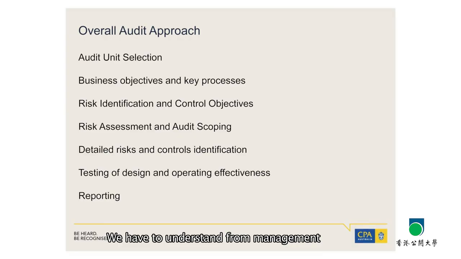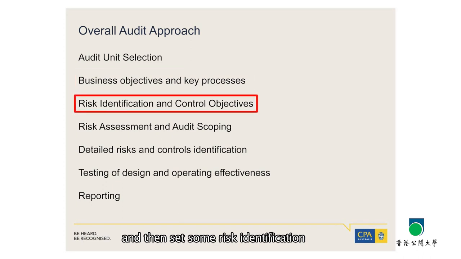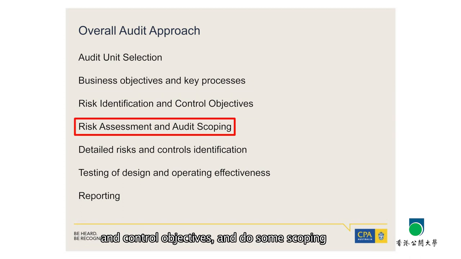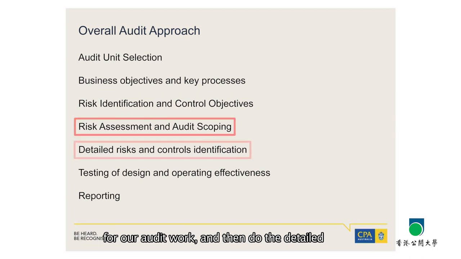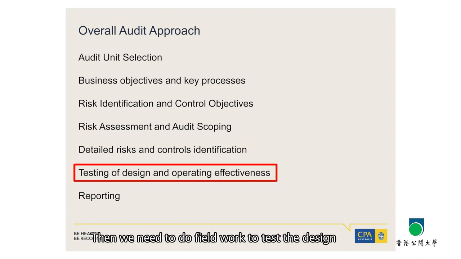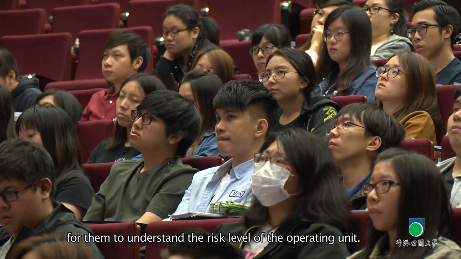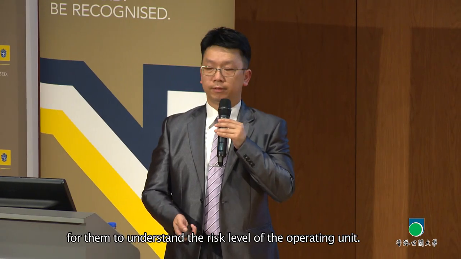We have to understand from management the business objectives and the key processes, and then do some risk identification and control objectives, and do some scoping about our audit work, and then do the detailed risk and control identification. Then we need to do the fieldwork to test the design and the operating effectiveness of the controls. Then we prepare the report for management, for them to understand the risk level of the operating unit.